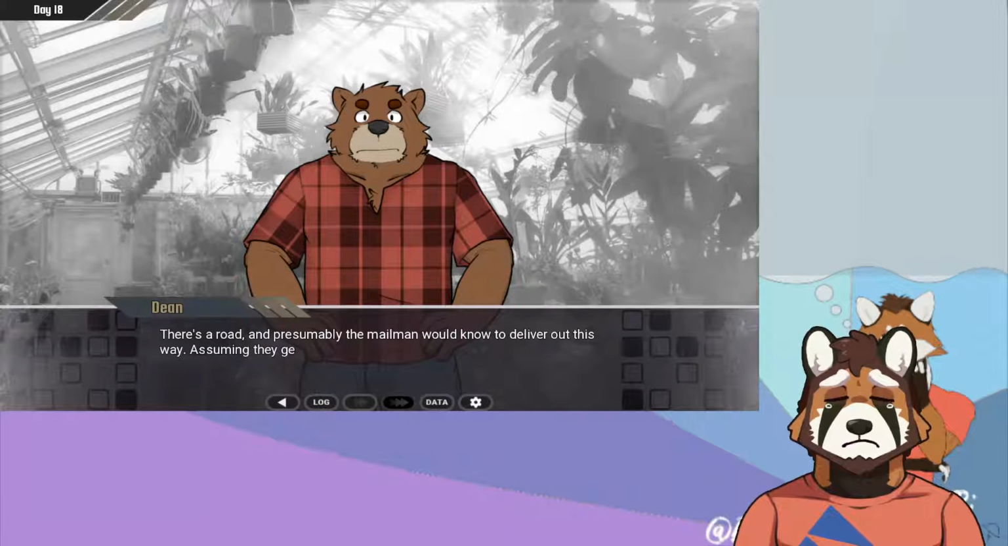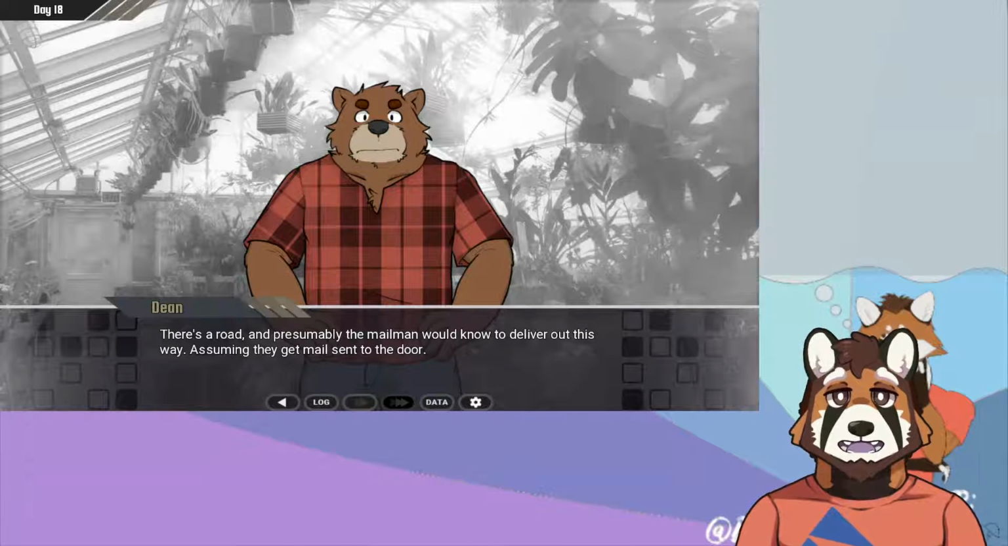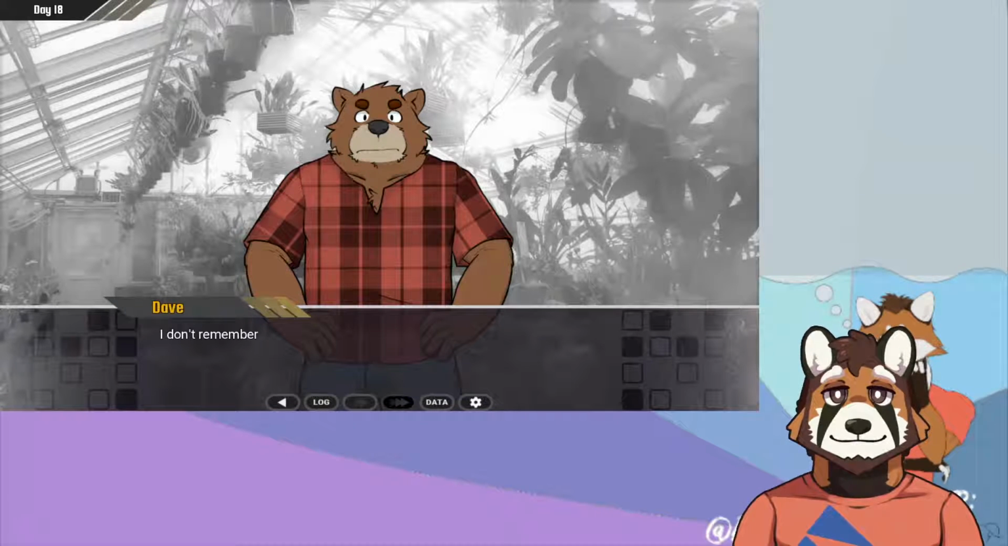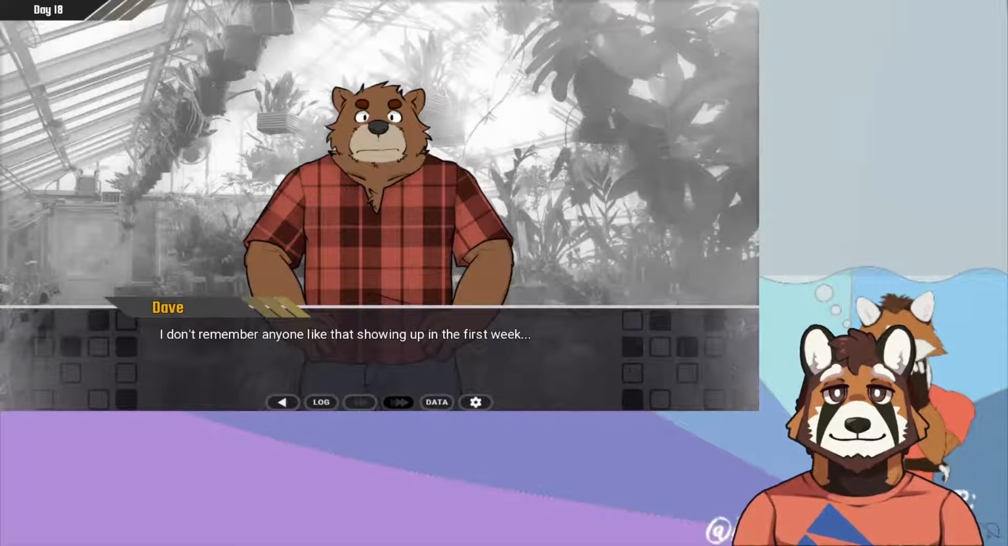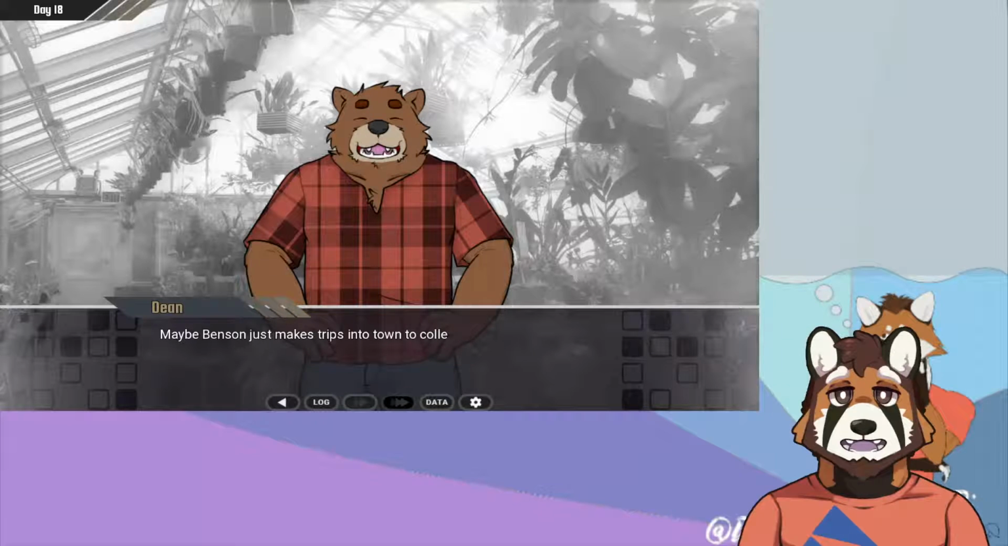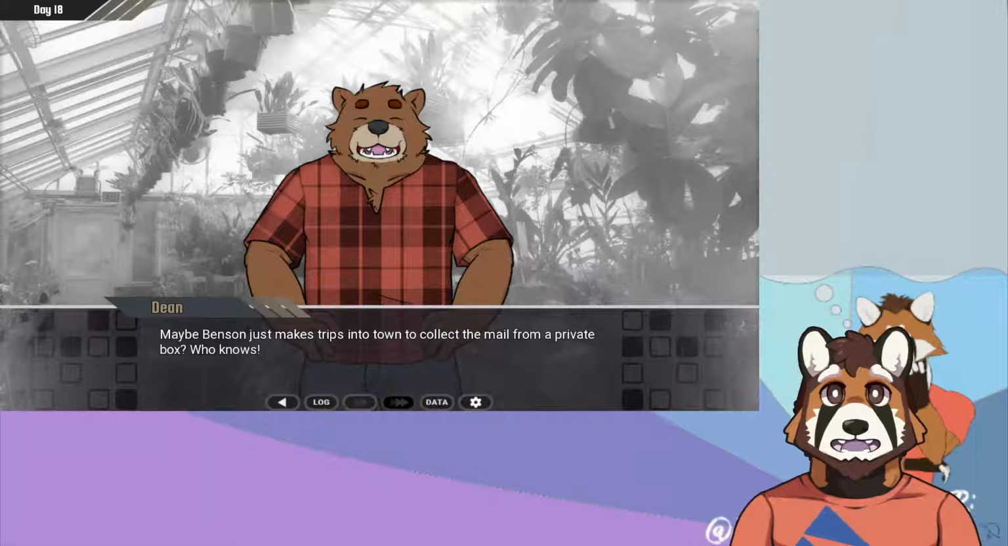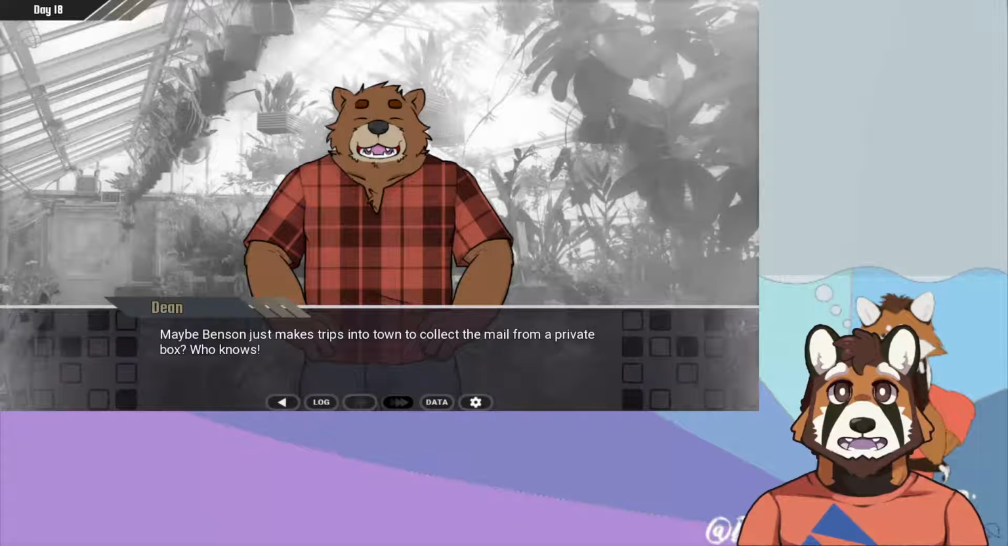Well, there's a road, and presumably the mailmen would know to deliver out this way, assuming they get mail sent to this door. I don't remember anyone like that showing up in the first week. Maybe Benson just makes trips into town to collect the mail from a private box. Who knows?